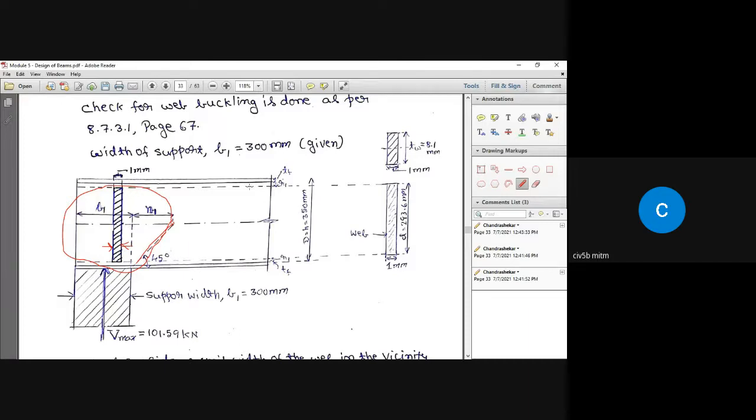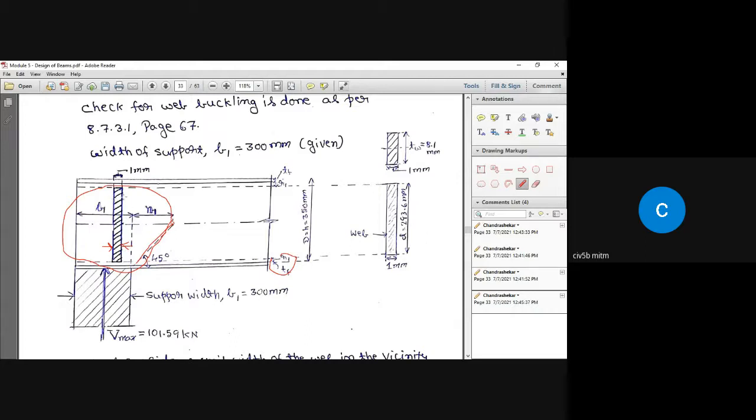That is equal to the total depth of the section minus (TF plus R1), where TF is the thickness of the flange, R1 is the radius of the quadrant of a circle at the junction. And we are going to deduct TF plus R1 two times because we have one more TF plus R1 at the bottom. So to obtain small d, that is equal to 293.6 millimeter.